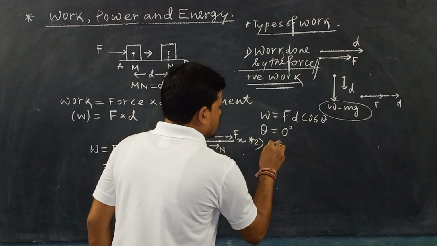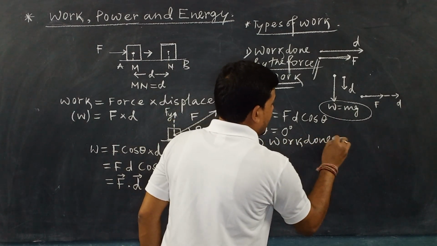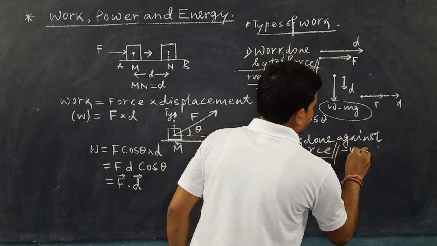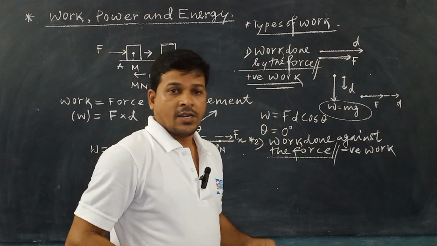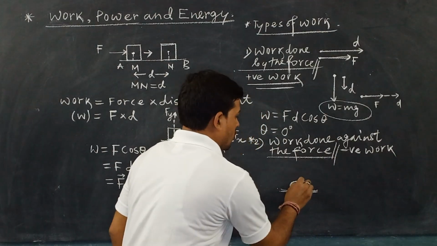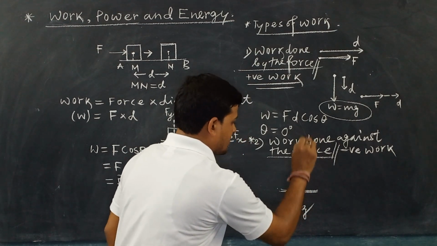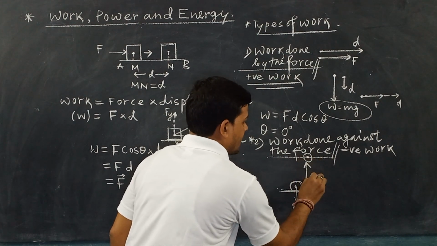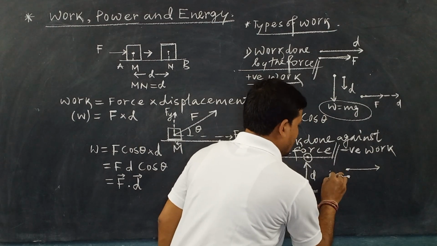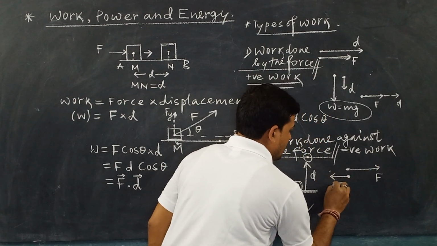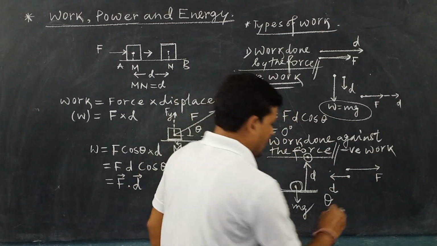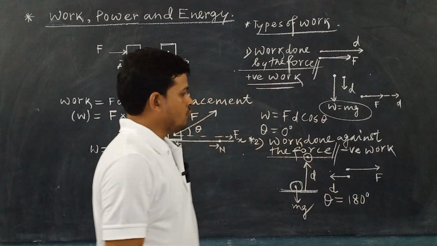Another type is called work done against the force, which is also called negative work. What happens in this case? Now a body is on the ground and it is raised to a certain height. When the body, a block or a ball, is on the ground, the weight W equals mg acts in this direction. Now the body is raised to a certain height, so the displacement and the force are not in the same direction, they are in opposite directions. In this case, the angle between the force and the displacement, theta, is equal to 180 degrees.